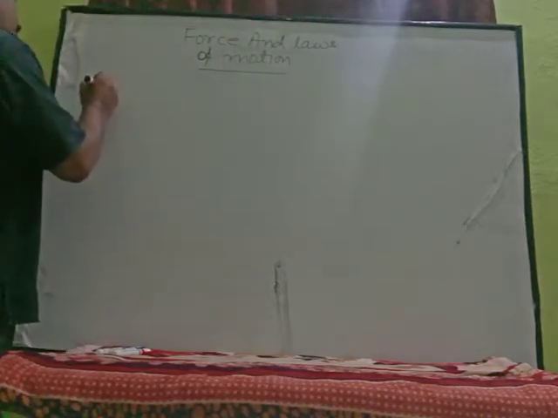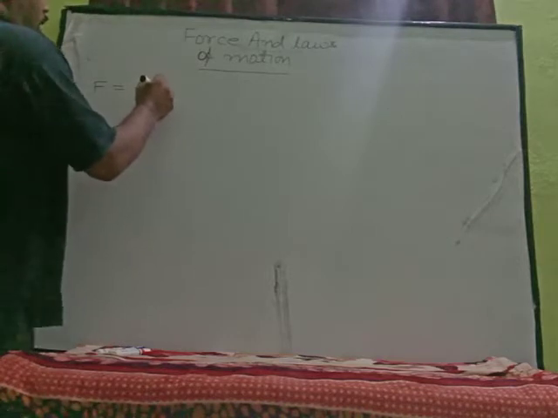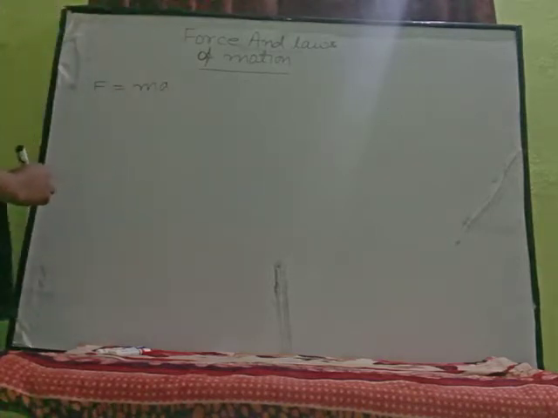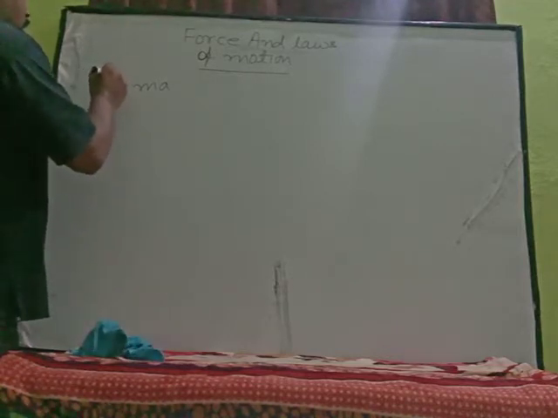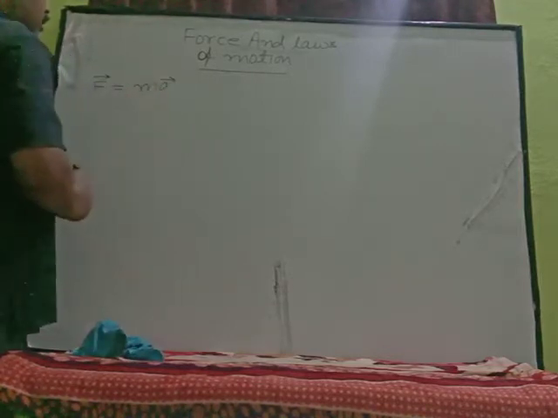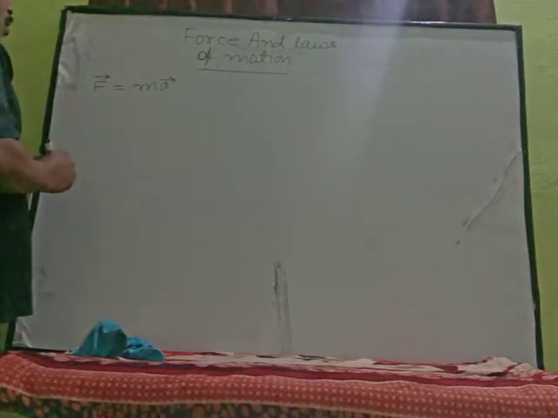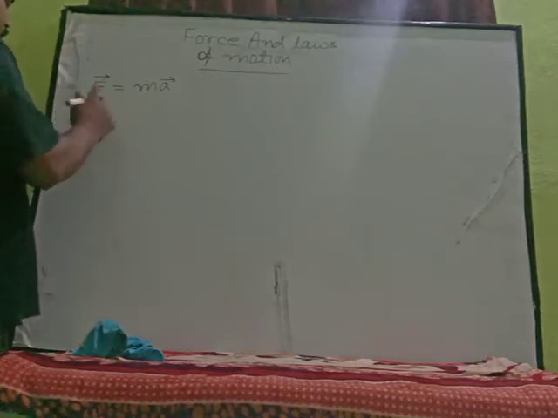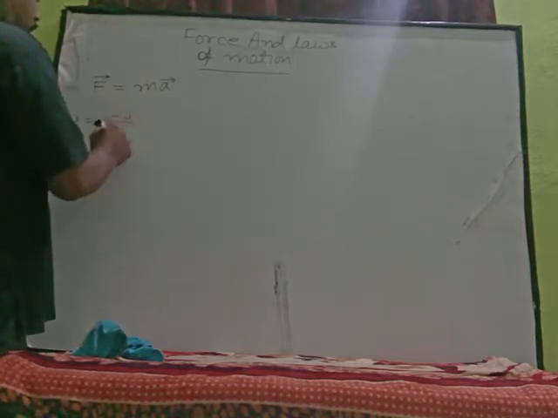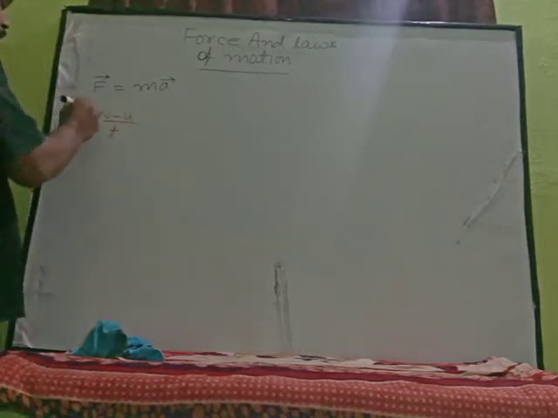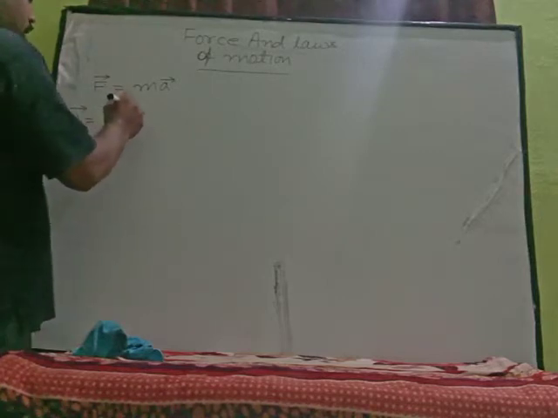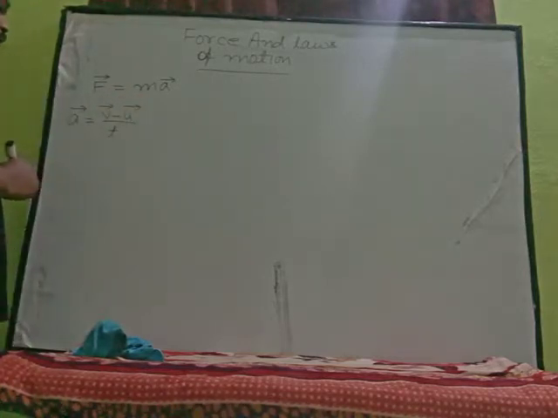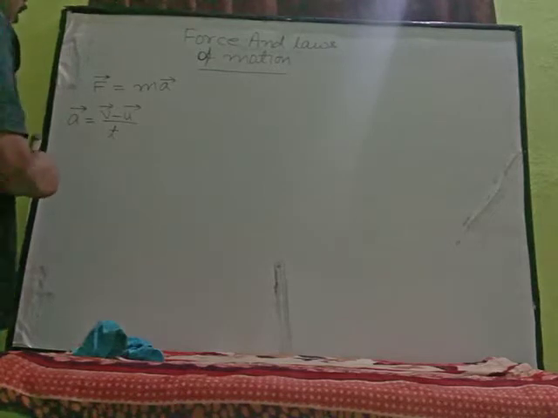Push or pull is called force, we all know, and the formula of force is F equal to ma, mass into acceleration. Force is a vector quantity, acceleration is a vector quantity. Definition of acceleration is rate of change in velocity. Acceleration is also a vector quantity. Velocity is a vector quantity. This is initial velocity, it is also a vector quantity.